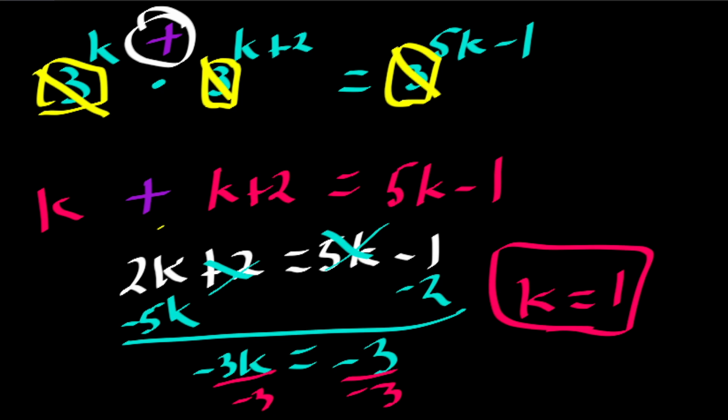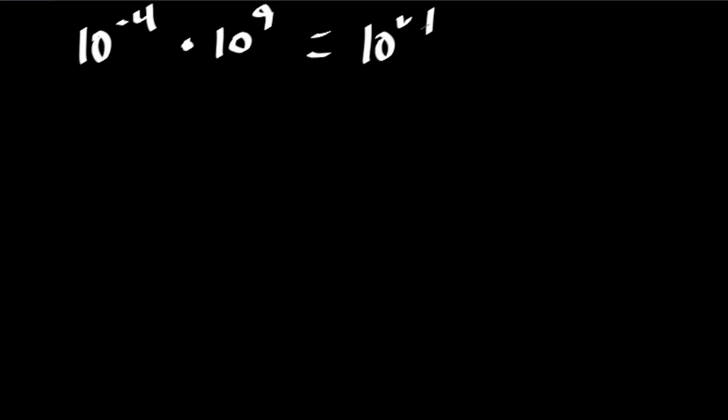All right, so how about we try one more of those, and then we're going to get into some more difficult problems, okay? So I would suggest you, once again, try this one on your own. So 10 to the negative 4 times 10 to the 9th equals 10 to the v plus 4 times 10 to the 2v minus 11. All right, so try this one on your own.